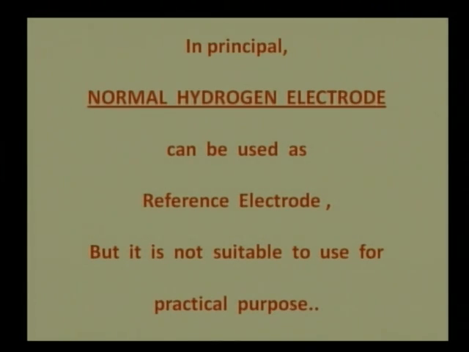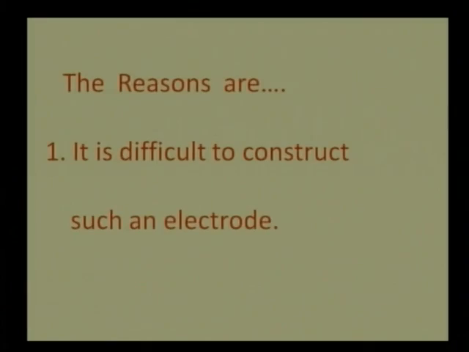But in principle, according to potentiometry, the normal hydrogen electrode can be used as a reference electrode. However, it is not suitable for practical use. There are so many reasons which we indicate. The first reason is that it is difficult to construct such an electrode. The normal hydrogen electrode is difficult to construct in the laboratory.